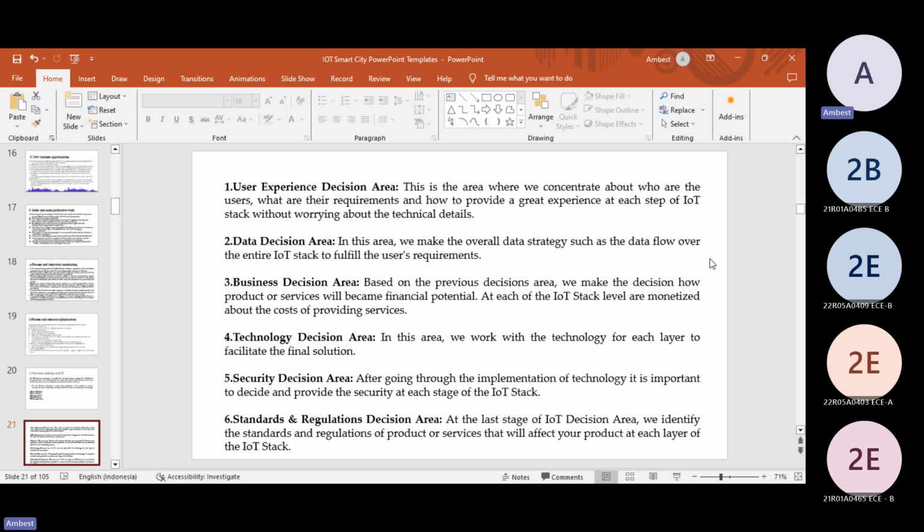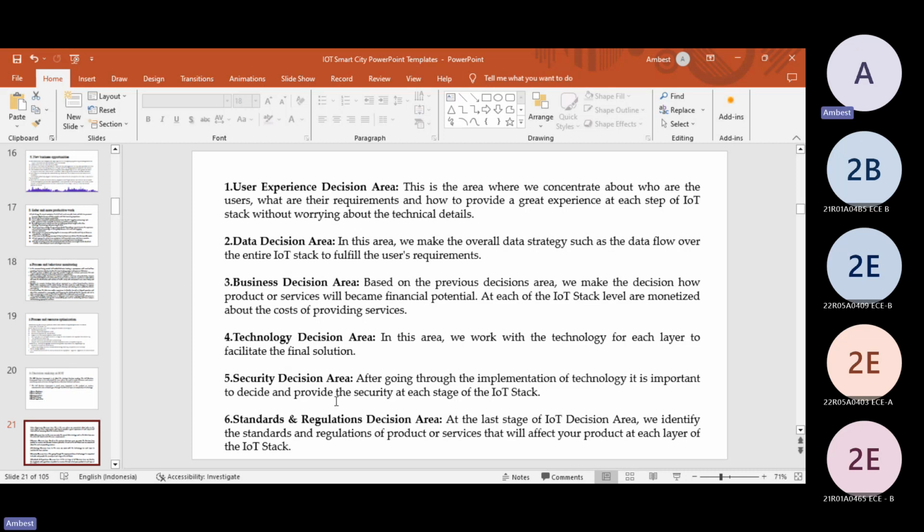final solution. And the fifth thing was the security decision area. It is where it is implemented to the technology, which is important to decide and provide security to each stage of an IoT stack. And the sixth thing was the standards and regulations decision area. So in this last stage, this IoT decision area would identify the standards and regulations of a product or services that will affect their product at each layer of an IoT stack.